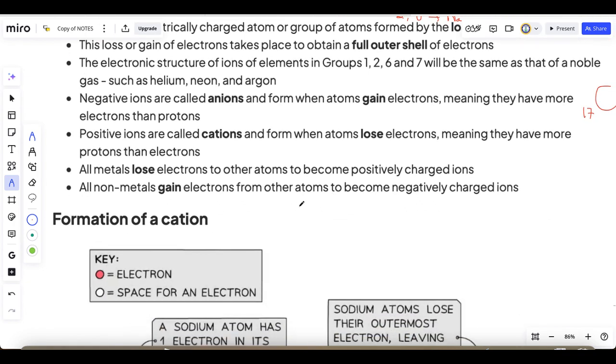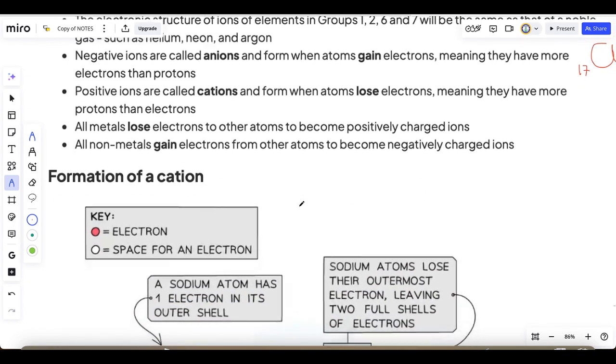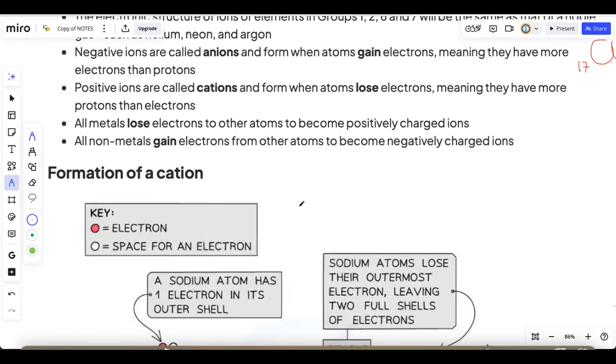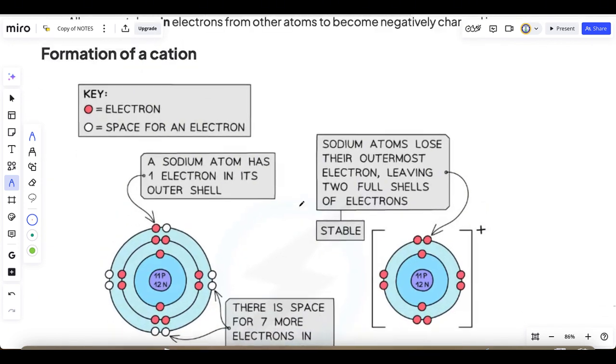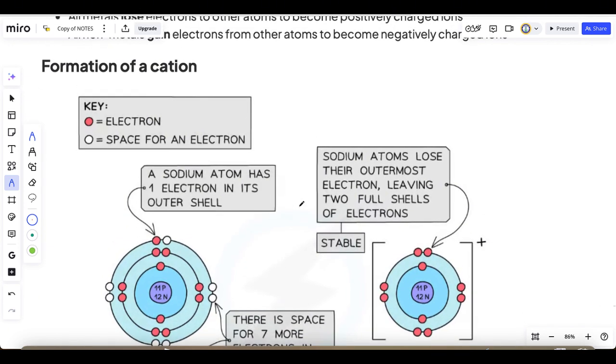I think this explains the basics you need to know about cations and anions. Cations are atoms that have lost electrons, while anions are atoms that have gained electrons. Is that okay? Now let's go to the formation of cations. How are cations formed? Cations are atoms that have lost electrons. They become positively charged. Now let's take the atom.